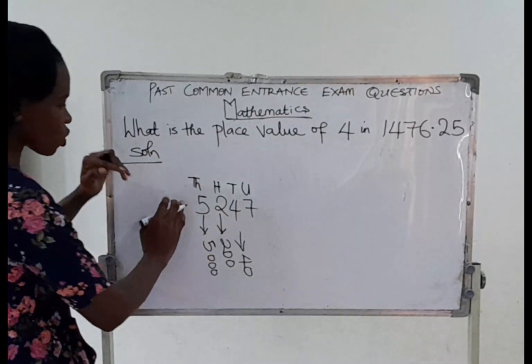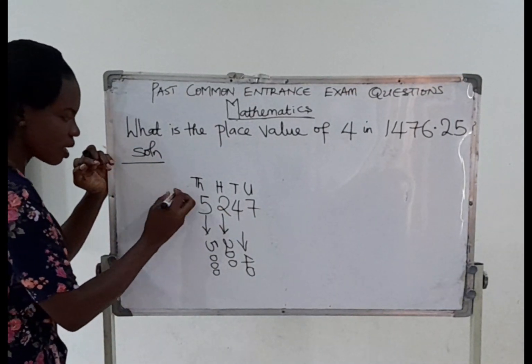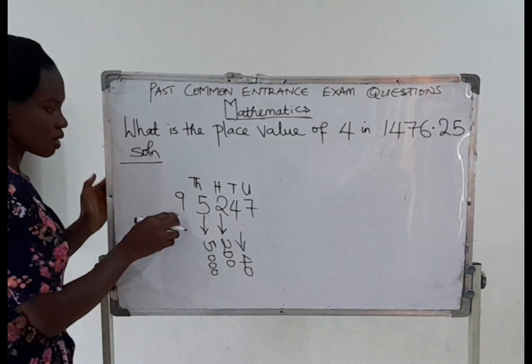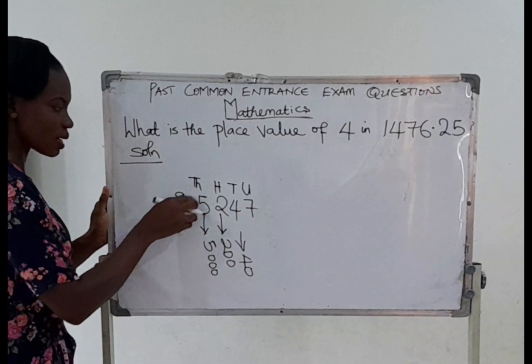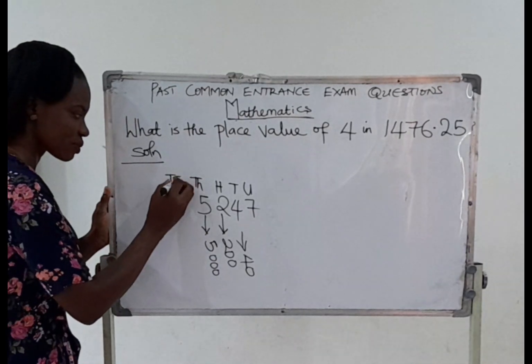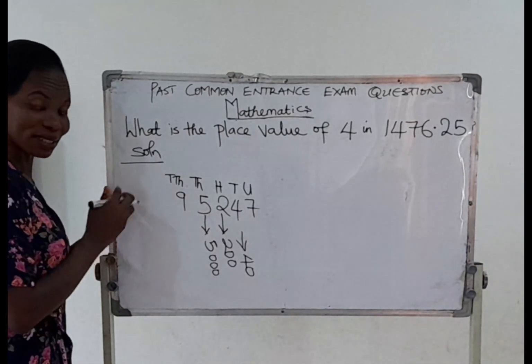This is how to place value. So you can have another number here. Let me call it 9, for instance. If I have 9 here, after 1,000, the next thing I have is 10,000. There's tens of thousands.